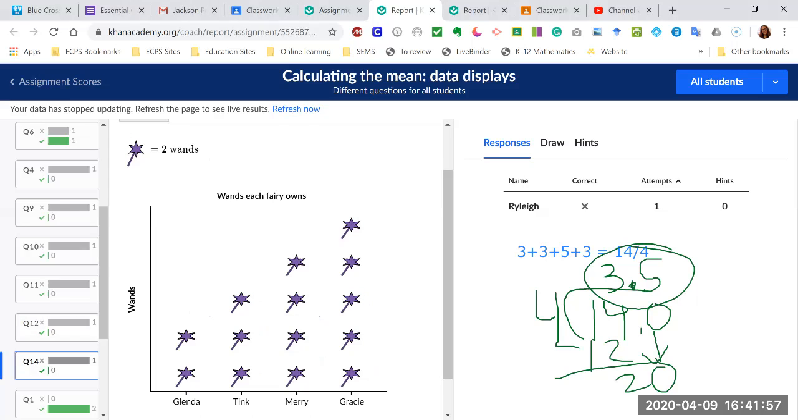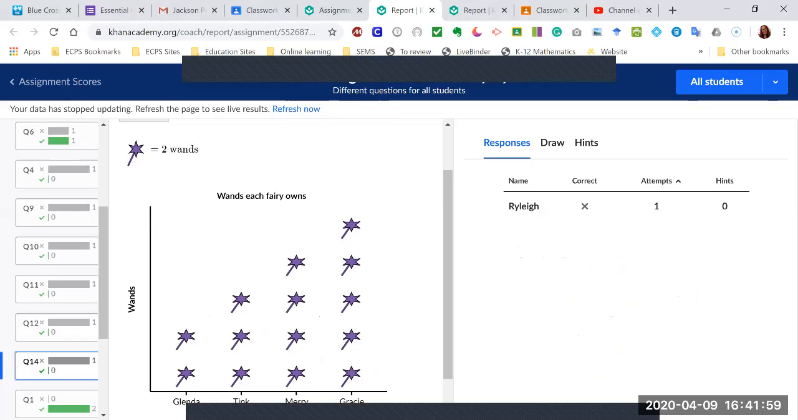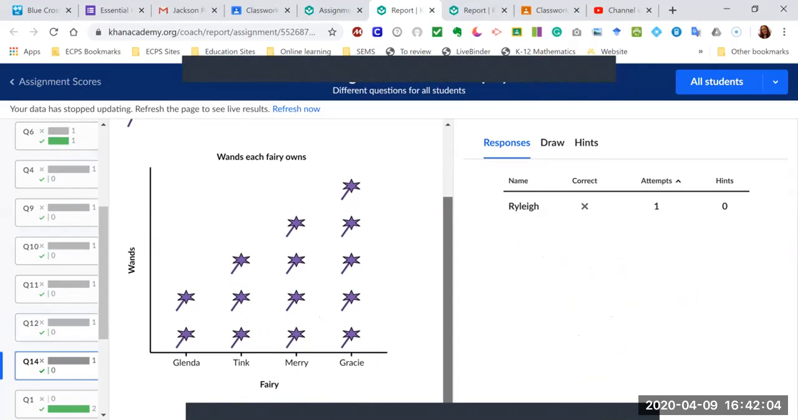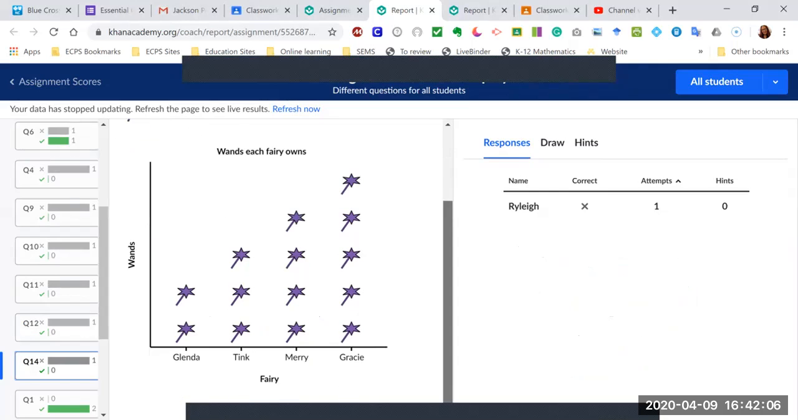All right, so in this problem, each wand would represent each fairy owning 2. So for every wand, that equals 2. So I'm just going to go ahead and put those at the top. So 2 times 2 is 4. So my first number is 4. 3 times 2 is 6. 4 times 2 is 8. And 5 times 2 is 10. All right, so those are my numbers.